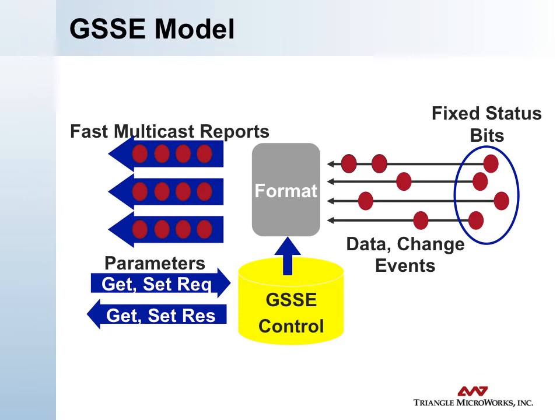The GSSE model, as I said before, is almost exactly the same as the Goose model, except that it's sending a fixed set of status bits instead of an arbitrary data set. This was the original UCA Goose, and it's been carried forward into 61850, but the model was extended in 61850 to do the full Goose with an arbitrary data set, arbitrary data.